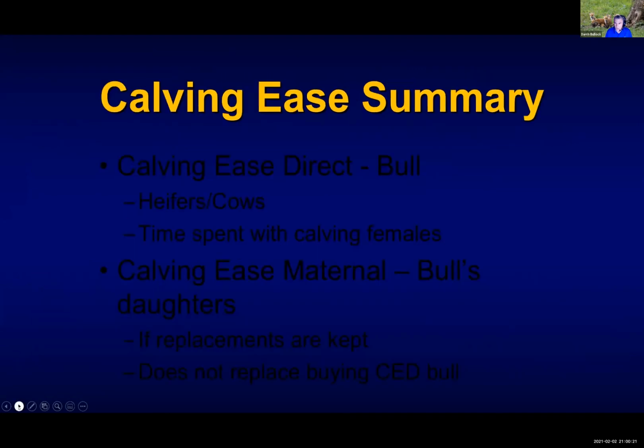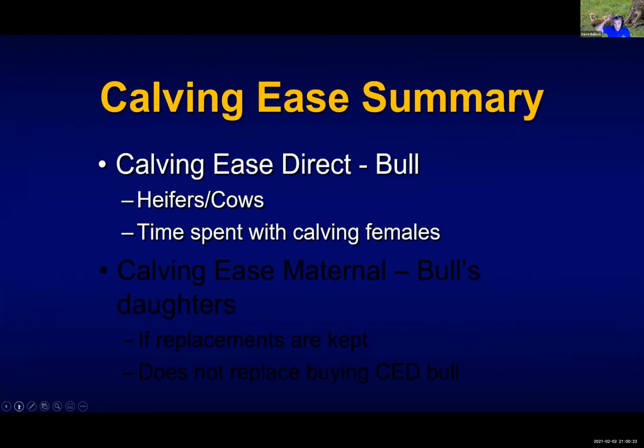So in summary, if you're wanting to buy a bull that you're going to breed to heifers or your cows, and you want to make sure he is a calving ease bull, that's the calving ease direct EPD. Now, the level that you need, once again, has to do with that heifer to cow ratio that you're going to be breeding the bull to, and the amount of time that's spent with the females during calving.